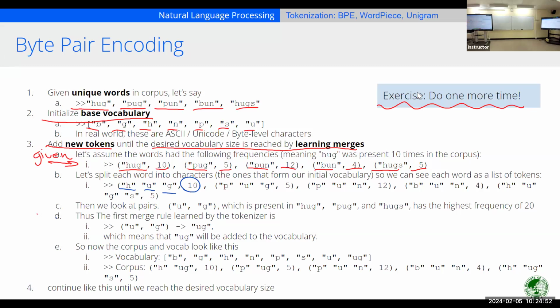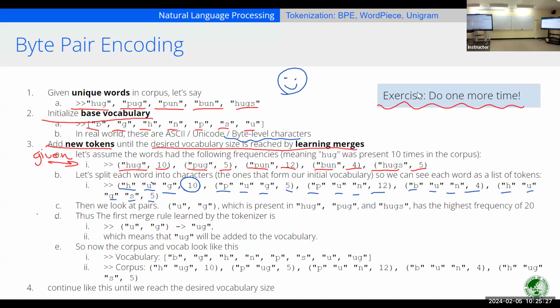Each of the characters. Where does each of the characters come from? It comes from the base vocabulary. The reason why you need to do this is because it can be byte-level characters, right? So it can be something like characters that you never see in the world, like this. I don't know how this looks like, right? So that's why. And then PUG is 5, PUN is 12, BUN is 4, and HUGS is 5.